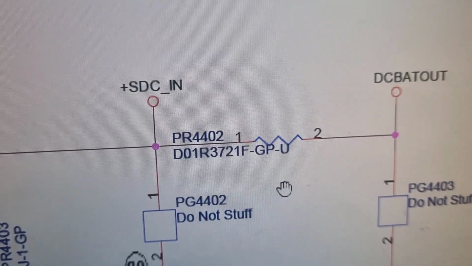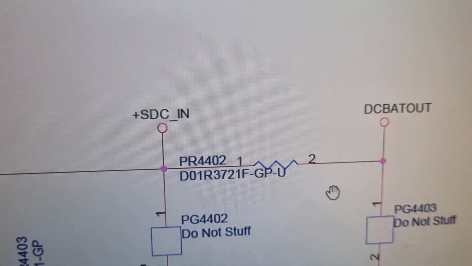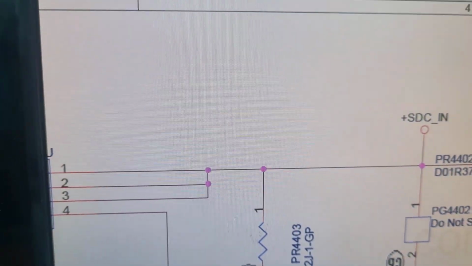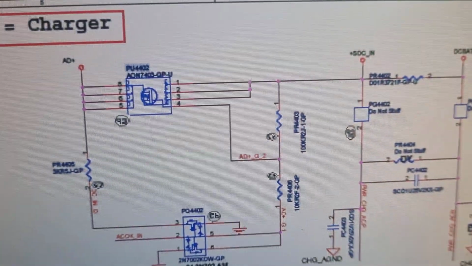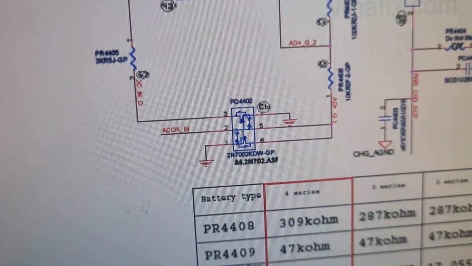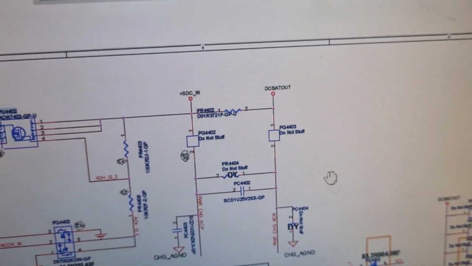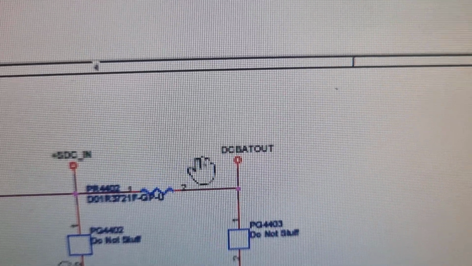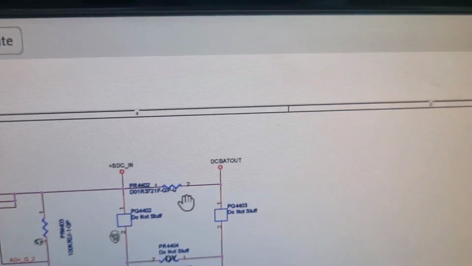Okay, so this is basically the output. That means the current sensing resistor is basically the distributor. That means the voltage is coming from the adapter, like this. It's coming from the adapter, then the MOSFET, then there are the two MOSFETs, and then it passes to this resistor, and from this resistor it's called DC bat out. This is called the DC bat out, and this voltage is going to the different buck converters.